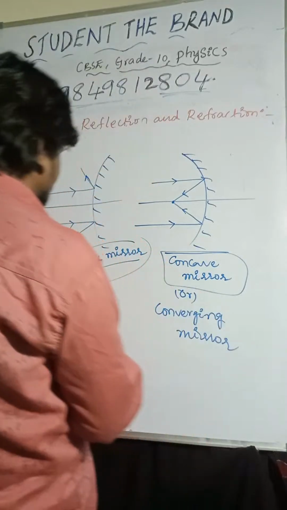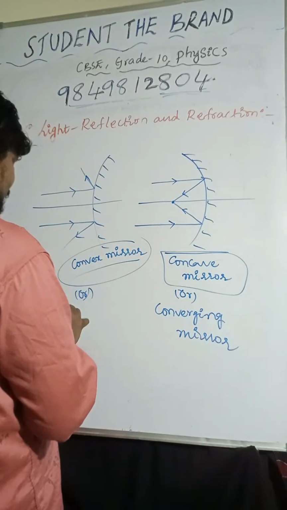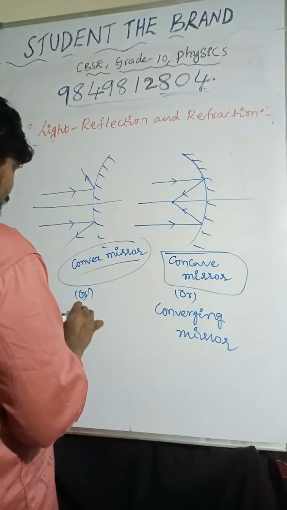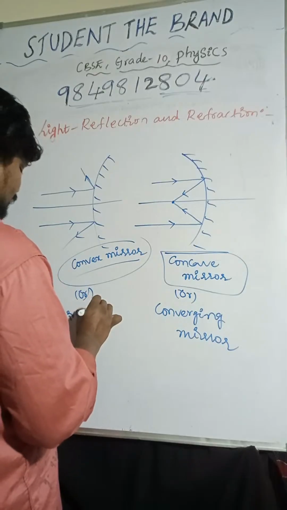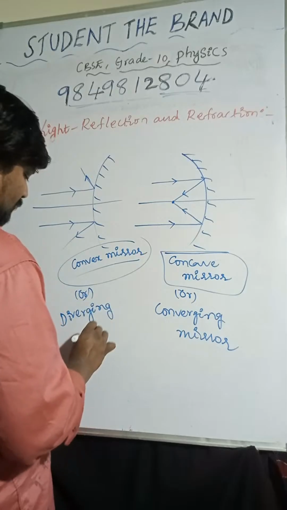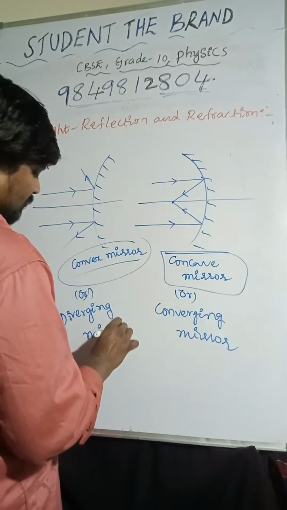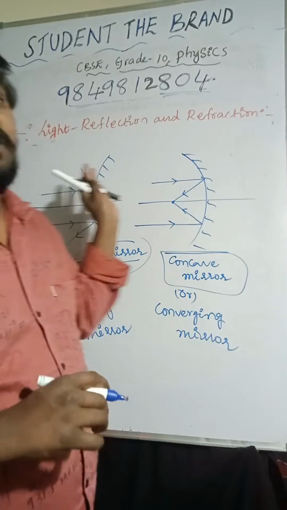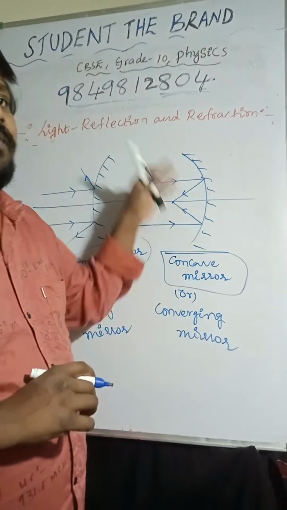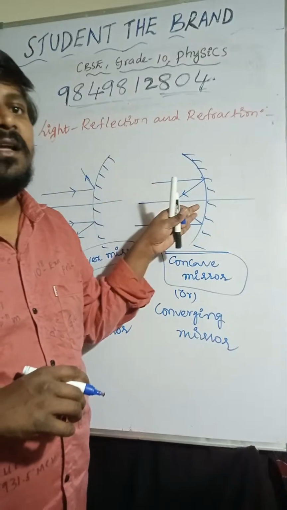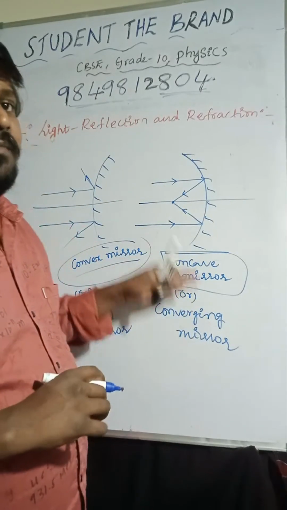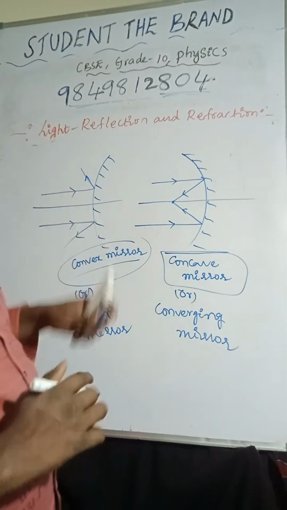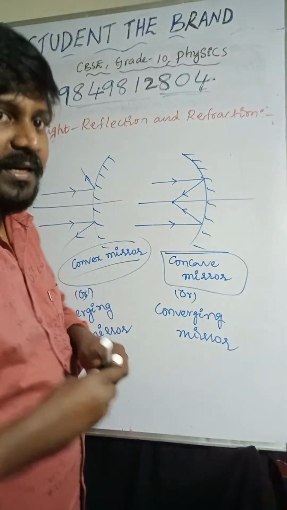A convex mirror is also known as a diverging mirror, because the light rays are moving away from the principal axis. Here, light rays are moving towards the principal axis. That's why a concave mirror is known as a converging mirror, whereas a convex mirror is known as a diverging mirror. Right? Okay, done.